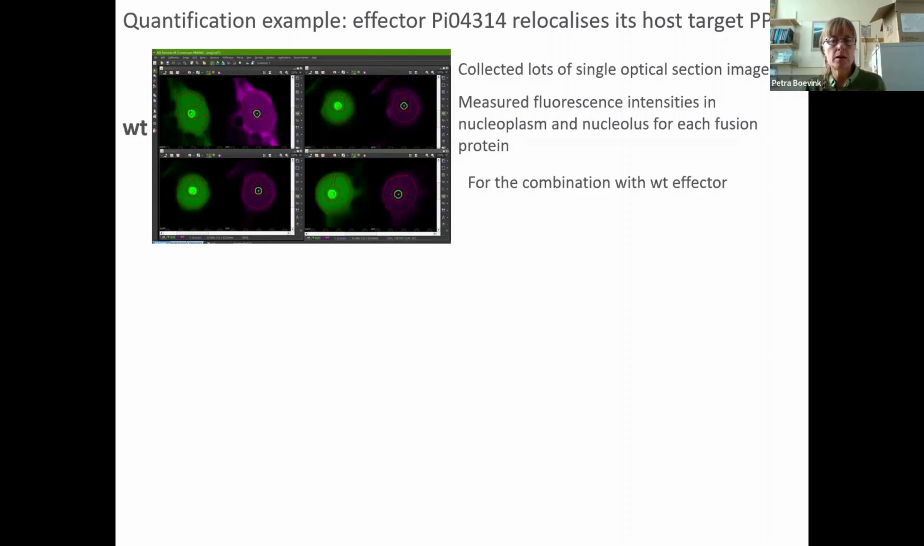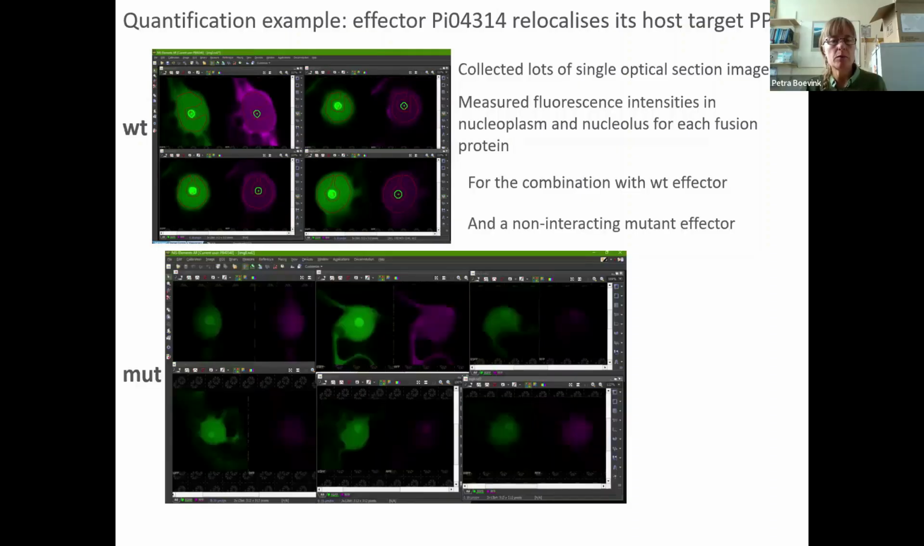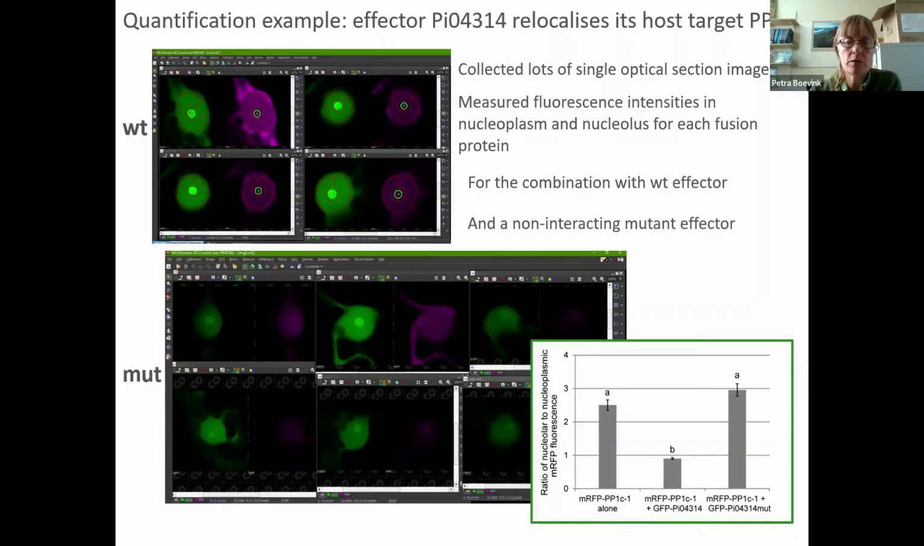And I did this for combinations with the wild type form of the effector and with a non-interacting mutant effector. And then obviously drew graphs of those fluorescence intensities to show the relocalization was happening. It was being lost from the nucleolus in the presence of the wild type effector and not in the presence of the mutant.